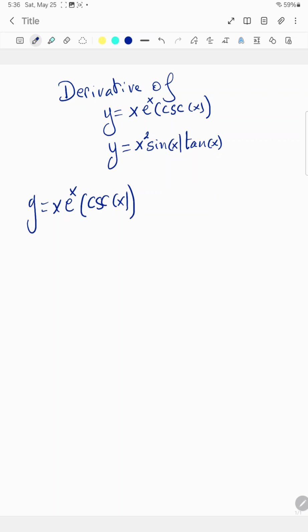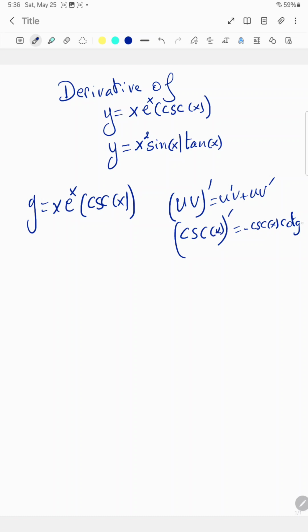I know I have many variables, so I will use the equation, derivative of uv equals u prime v plus u v prime, and because I have a cosec, let's write the derivative of the cosec too, because it's going to be used. Cosec of x prime is equal to minus cosec of x times cotangent of x. Let's write it better. Cotangent, I will write it that way, of x.